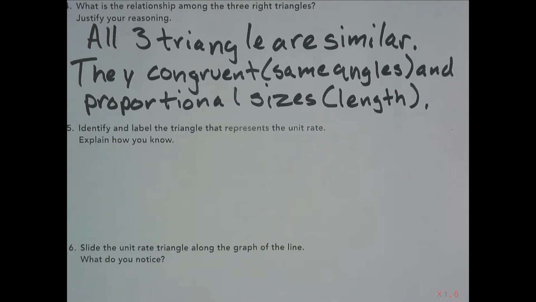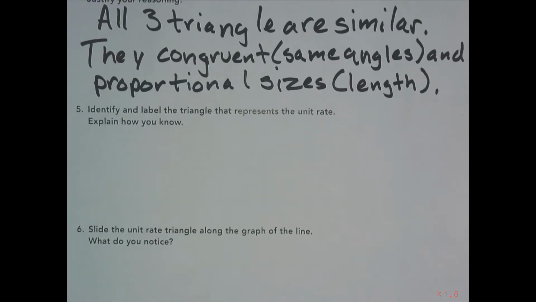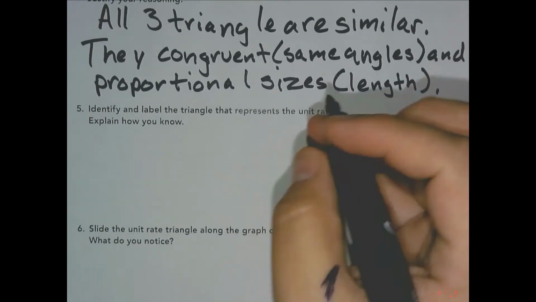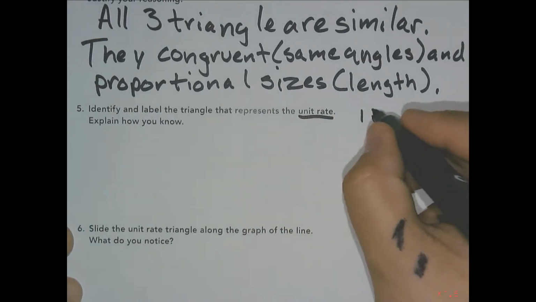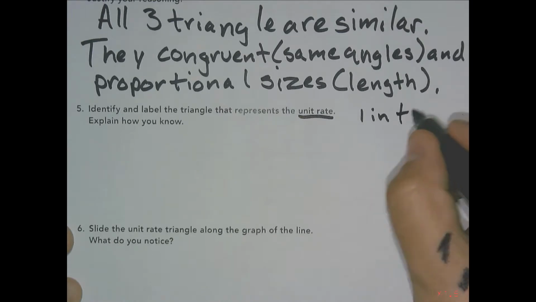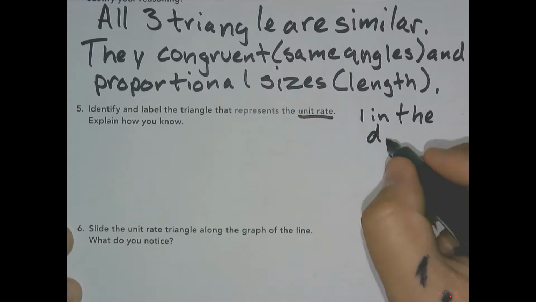So then for question number 5, it says identify and label the triangles that represent the unit rate. Well, the one that represents the unit rate, this is an interesting one. I said earlier, and I just didn't like the way that Carnegie kind of labeled this, but when we talk about unit rate, we're talking about 1 in the denominator.